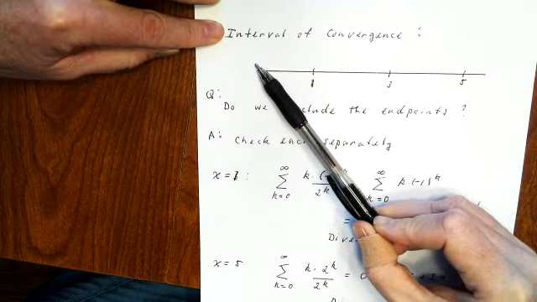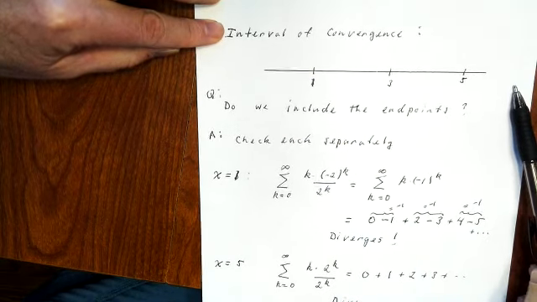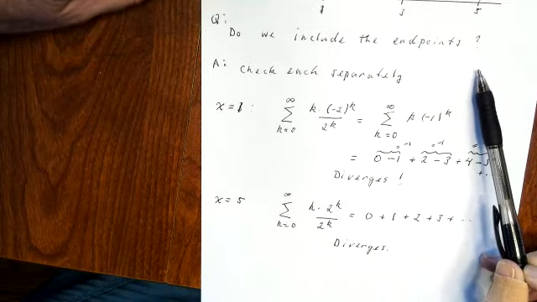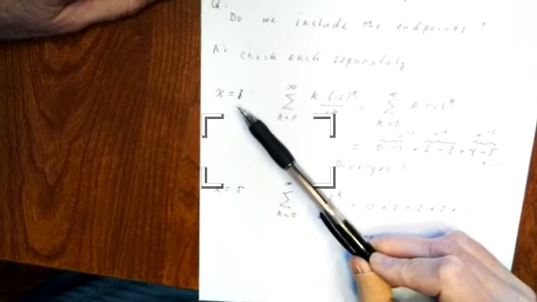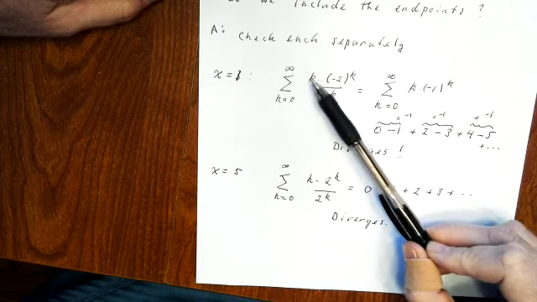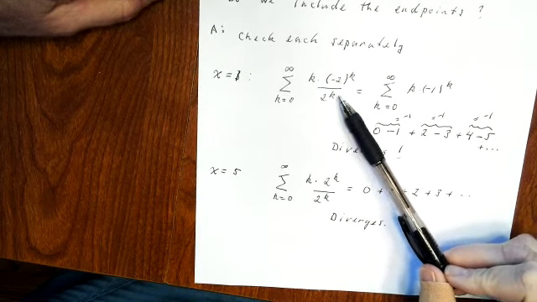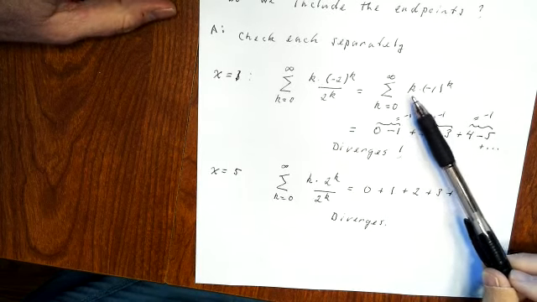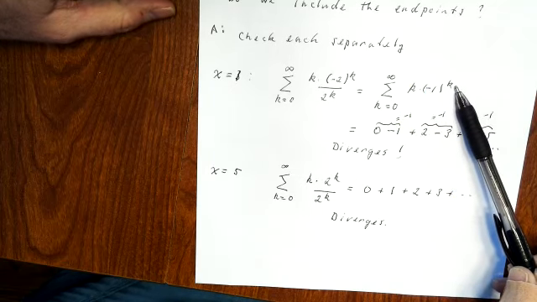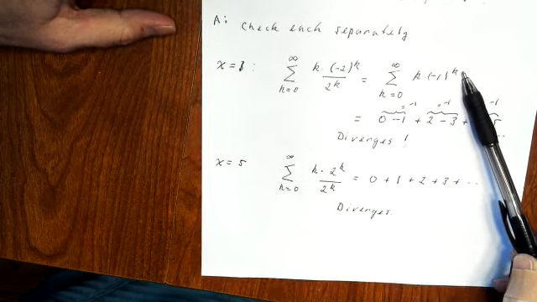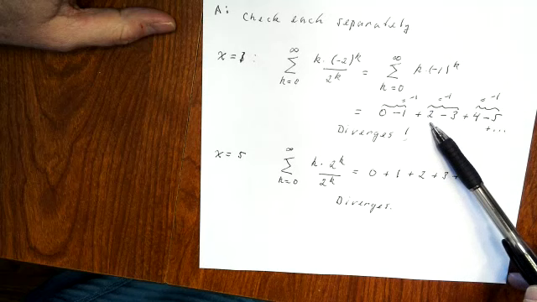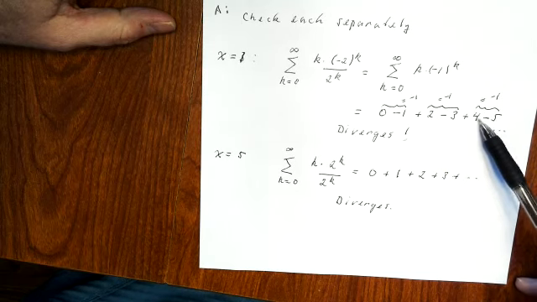We know that everything to the left of 1 and everything to the right of 5 is not included. But we do need to take a closer look at the endpoints 1 and 5 themselves. We need to check them each separately. If x is 1, and if I plug that into the series, I get the sum from k equals 0 to infinity, k times minus 2 to the k power over 2 to the k, and that actually simplifies to be just the sum from 0 to infinity of k times minus 1 to the kth power. Now, if I write down the first few terms, I get 0, minus 1, plus 2, minus 3, plus 4, minus 5, and so on.